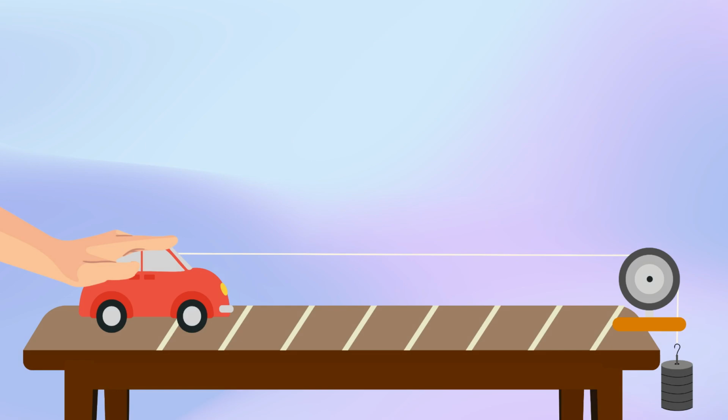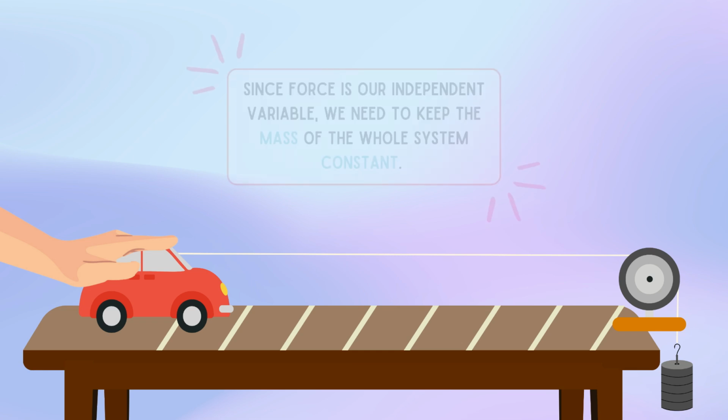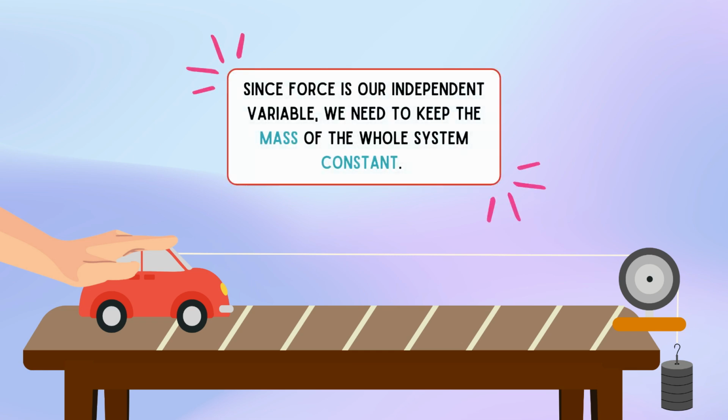Once we've recorded this data in our table, we turn to the next stage of our experiment. Now remember, we want to change the force applied to the toy car whilst keeping the mass constant. Since the toy car is connected to the hanger by the string, we need to keep the mass of this entire system constant. This means that when we add or remove mass from the hanger, we need to add or remove mass from the toy car too, to ensure that the mass is constant throughout.